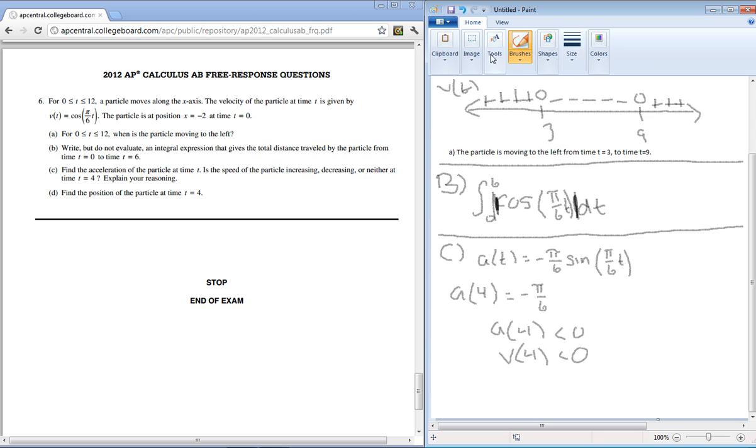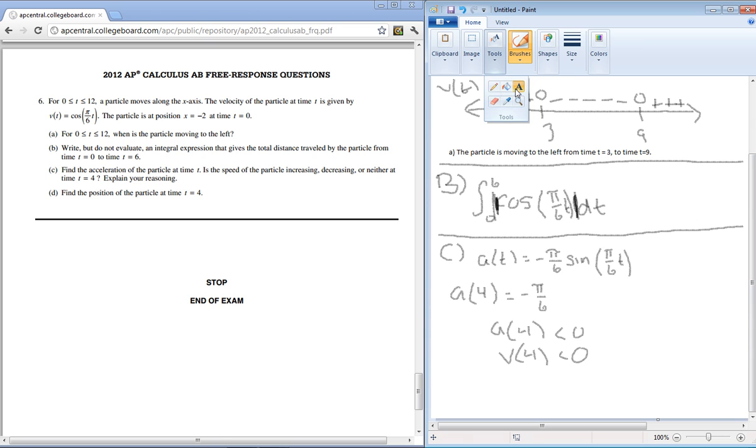There's really no other way to explain I can think of. If acceleration was greater than 0, then it would be slowing down in the left direction. It would still be going left, but it would be getting slower and slower. It wouldn't be speeding up. So it's definitely the speed of the particle. Velocity is decreasing, but the speed is the absolute value of velocity, and therefore it is increasing.